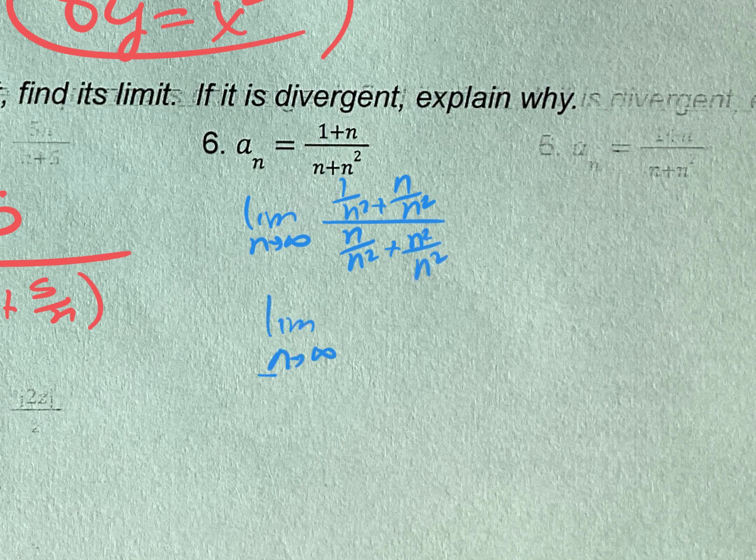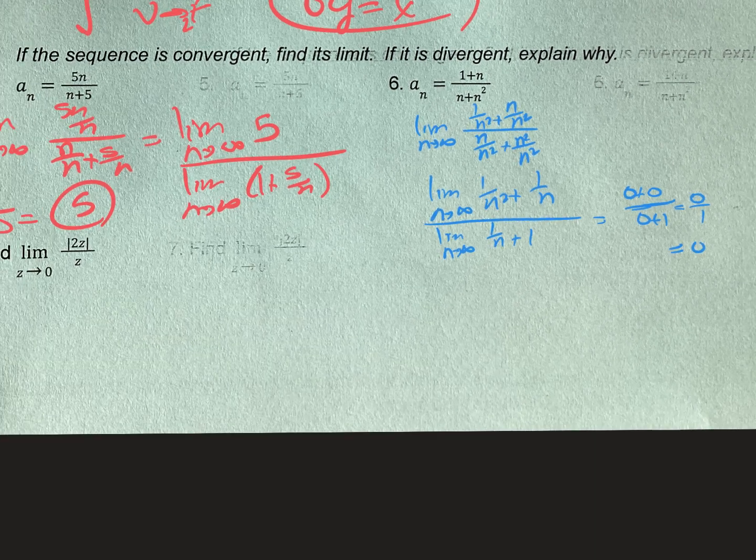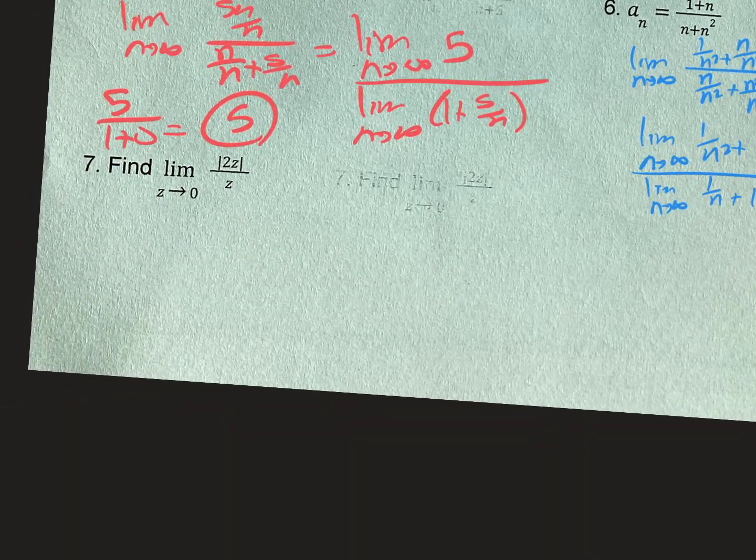Let's break that down into 2 pieces. Can't break that first one down at all. You can simplify the second fraction. My denominator is going to be 1 over n and then plus 1. So I'm getting 0 plus 0 over 0 plus 1, which is 0 over 1, by the way, which is 0.